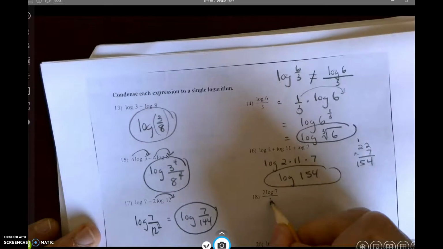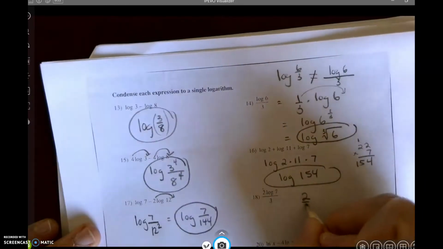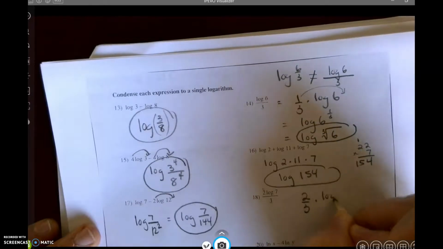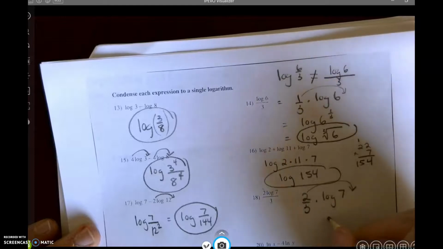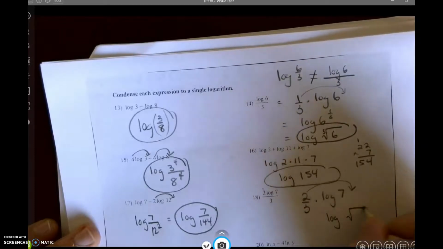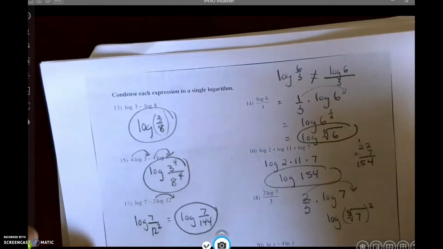Right, this 2/3 is 2/3 times the log of 7. So that's going to become an exponent. It becomes the log of the cube root of 7 squared. We can leave it like that. Okay.